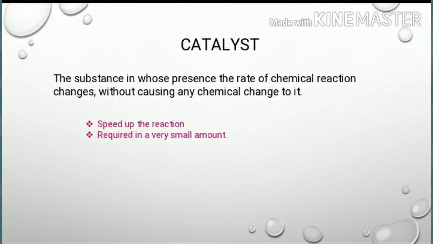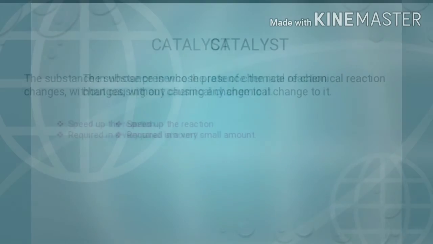The last factor we are going to study is catalyst. The substance in whose presence the rate of chemical reaction changes without causing any chemical change to it is called a catalyst. Catalysts typically speed up the reaction by reducing the activation energy. For example, enzymes are proteins that act as catalysts in biochemical reactions. Often, a very small amount of catalyst is required to increase the rate of reaction.